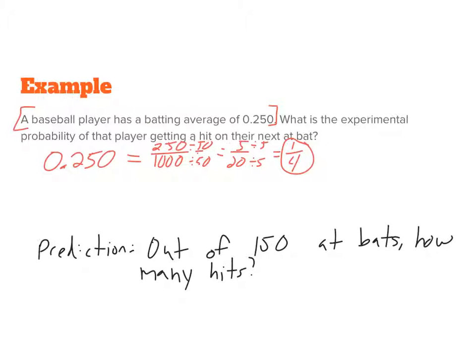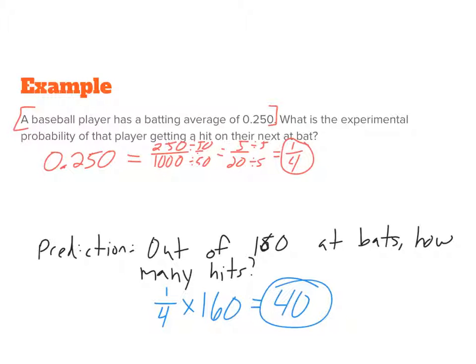So then a prediction, out of 160 at-bats, how many hits are they going to get? Well, to find how many hits out of 160, they'll take 1/4, which was their experimental probability, and they're going to multiply that by the number of at-bats the player will have. And if we do that, we'll get that out of 160 at-bats, the player should get 40 hits. So that's how we use a sample or an experiment to make predictions. We take the probability based off of the experiment times the total number that we're going to have in the prediction to find how many that we want to have happen.